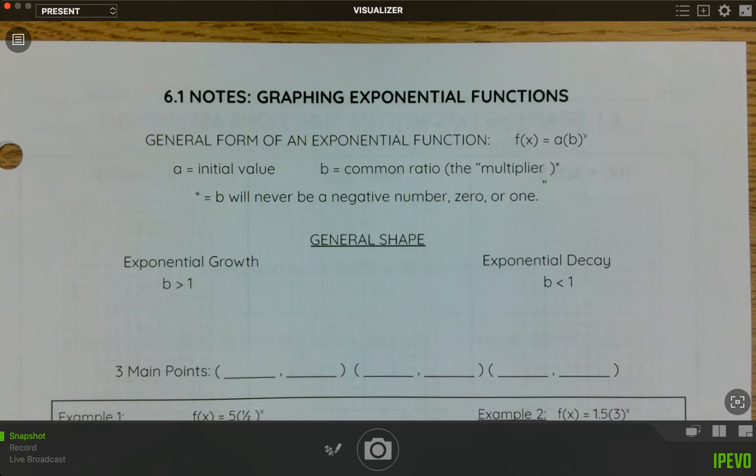Welcome to the 6.1 Notes, Graphing Exponential Functions.